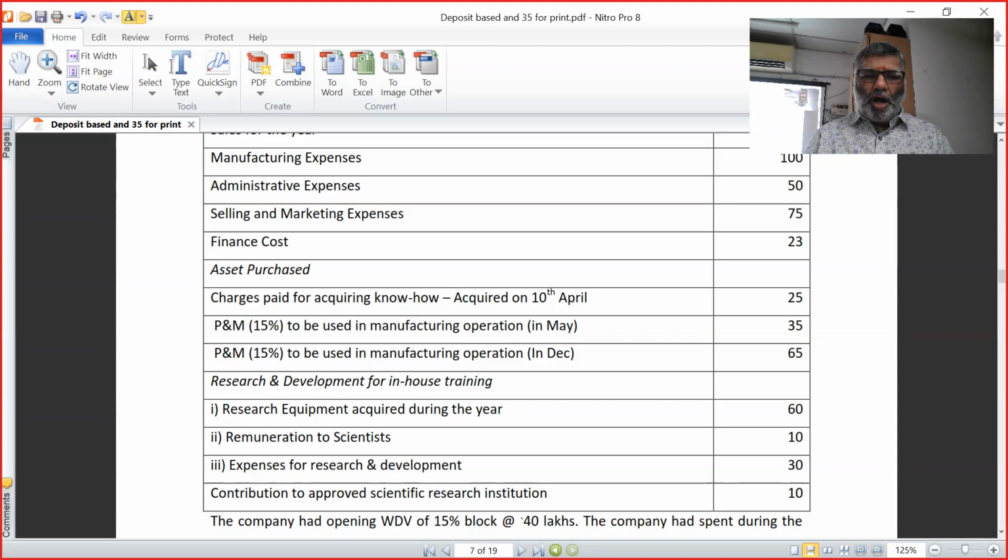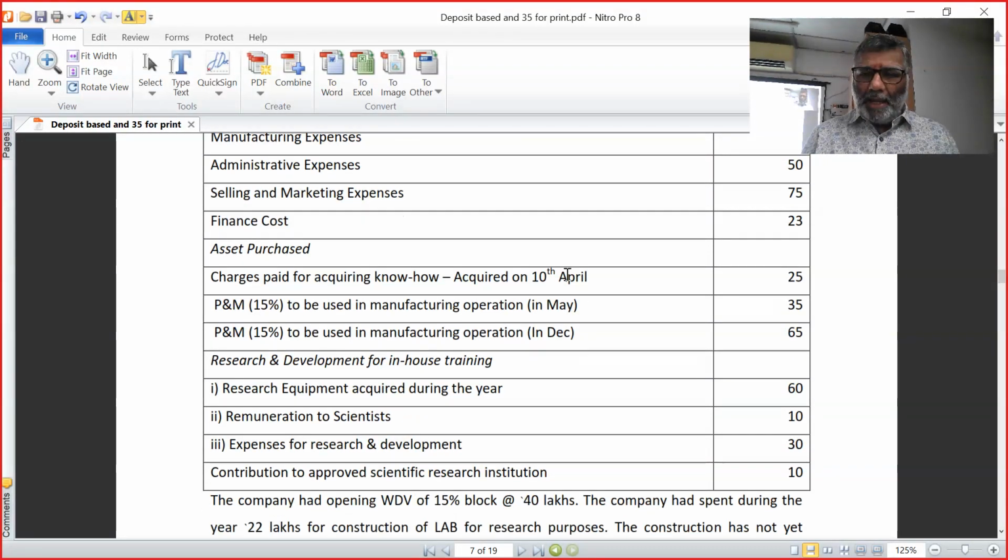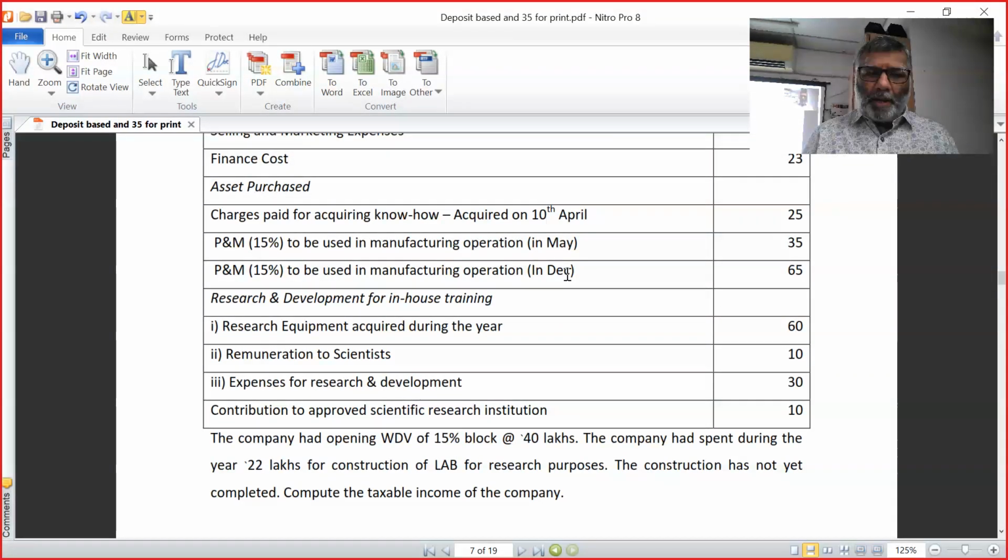Assets purchased are know-how, an intangible asset, at a 25% rate. Plant and machinery used in manufacturing operation, in May, in December. For research and development expenditure: research equipment acquired during the year, remuneration to scientists, expenses on research and development, contribution to an institution. The company has opening WDV of 40 lakhs.